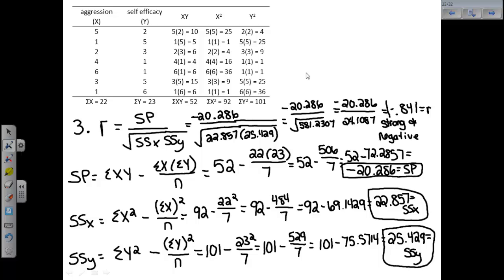So let's go ahead and draw our scatter plot to make sure that that comports with what we just calculated. Okay. X-axis, aggression.